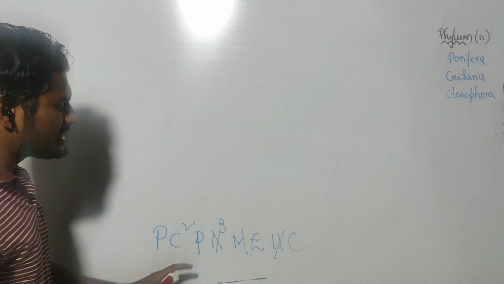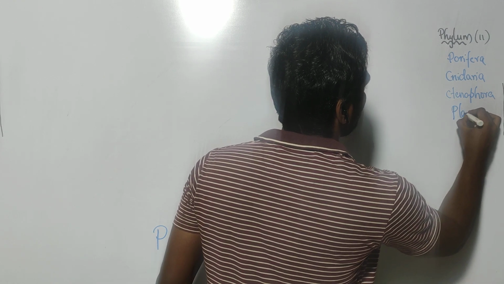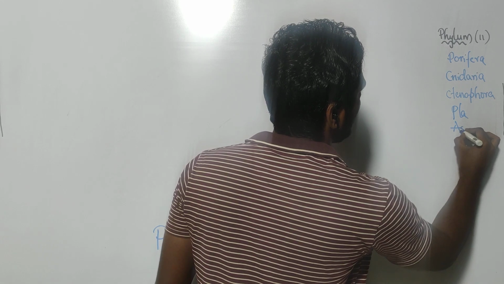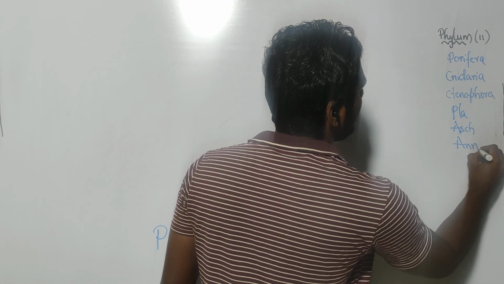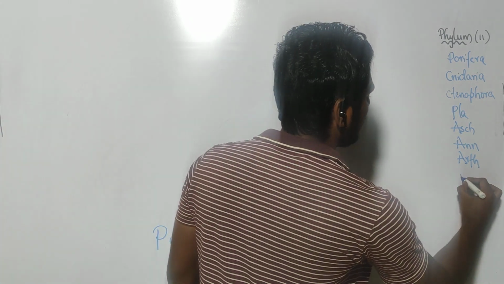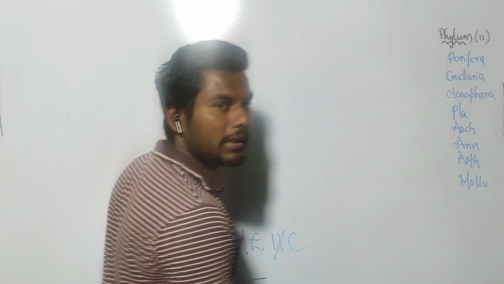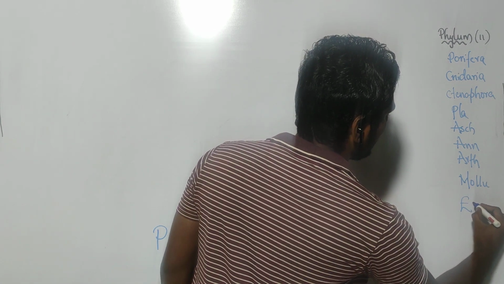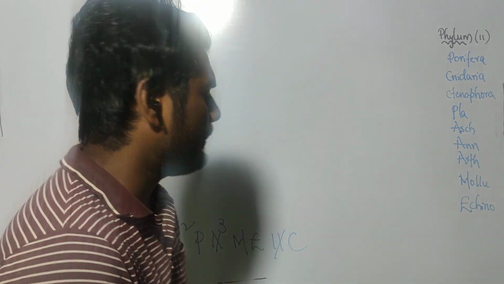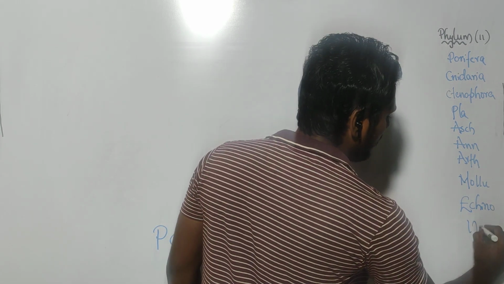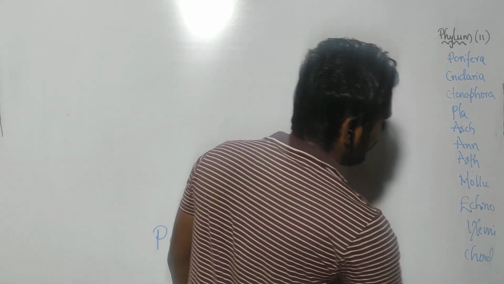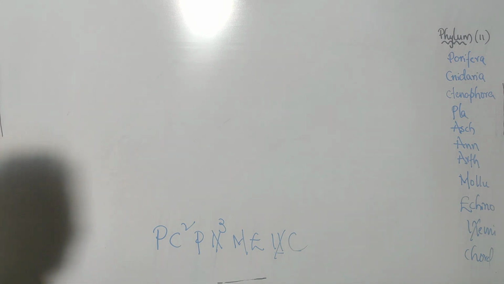And next P indicates what? Platyhelminthes. I am not writing in full. A cube means 3 A's: first A is Aschelminthes, second A is Annelida, third A is Arthropoda. M stands for Mollusca. E stands for Echinodermata. As I told, echino means spine, derm means skin, eta means having. Next, H stands for Hemichordata. C stands for Chordata. These are the 11 phyla.